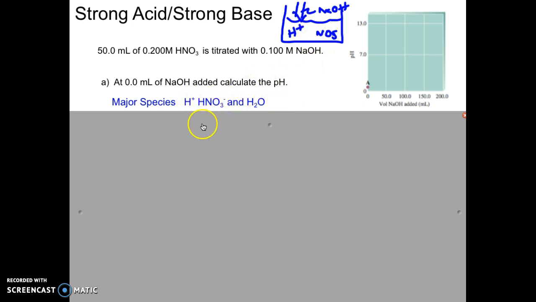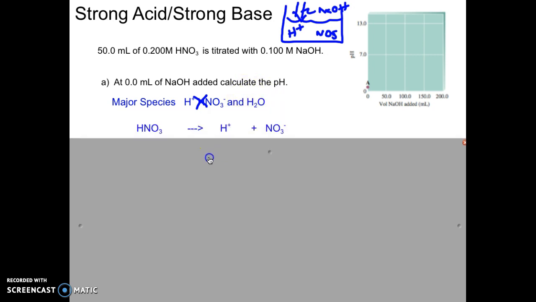It's hydrogen ions and, I see that I have a typo here, so I'm just going to cross that out. That should have nitrate ions, not the nitric acid, because that doesn't stay together, it's a strong acid. So it's hydrogen ions, the nitrate ion, and you should have water.